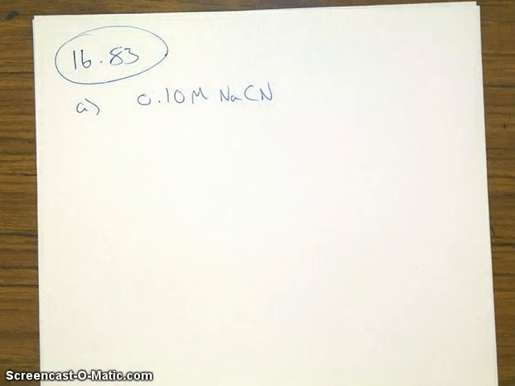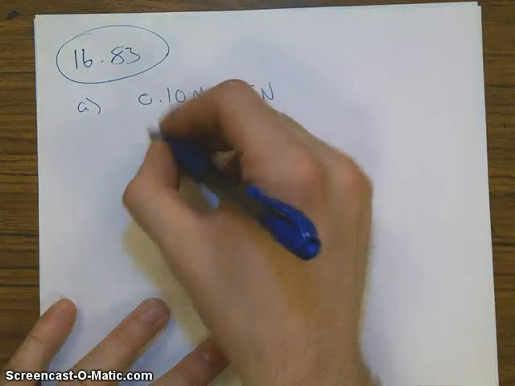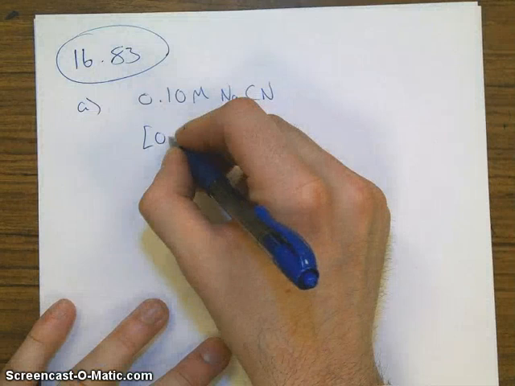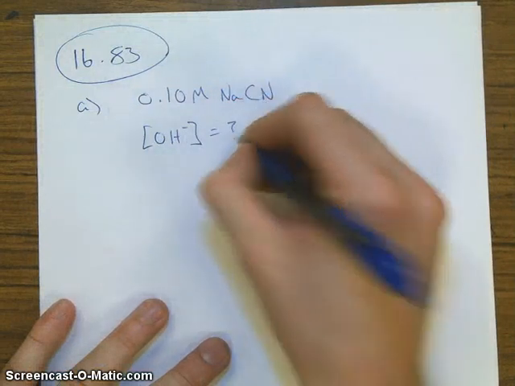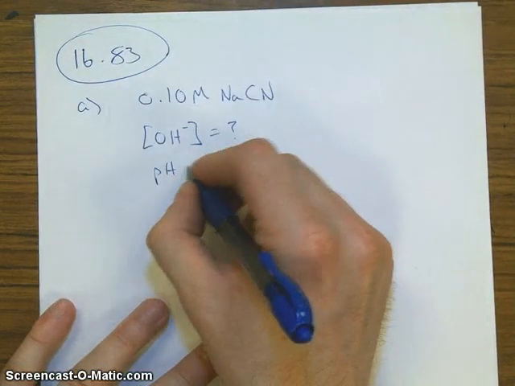Now, what's weird about this is that it's asking you to calculate the hydroxide ion concentration. So we're trying to figure out this. We don't know what it's equal to. And we're also trying to figure out what the pH is.